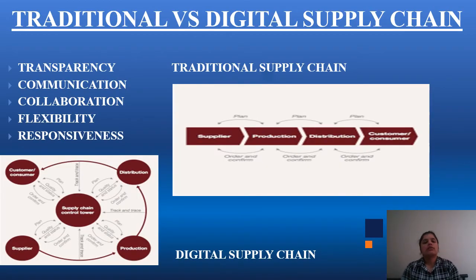And now I would like to talk about the differences between traditional and digital supply chain. First is transparency. Digital supply chain is more transparent than traditional one, because information is available to every part at the time when it is needed. Communication is better in digital supply chain than in traditional supply chain, as there is no delay to pass the information from one part to another. There is more collaboration in digital supply chain as compared to traditional one. Digital supply chain is more flexible than traditional and is more responsive for the operations that are performed. These are the 2 pictures that depict the difference between traditional supply chain and the digital supply chain.